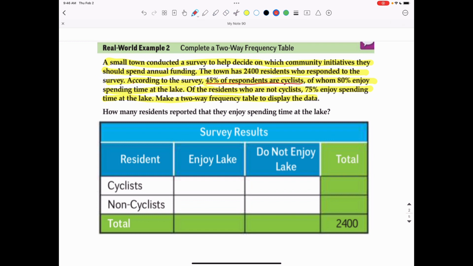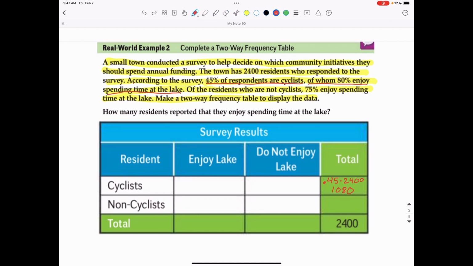The first sentence says 45% of respondents are cyclists. So if there were 2,400 total respondents and 45% of them are cyclists, we can figure out the total number of cyclists in this cell here by taking 0.45 times 2,400. That gives you 1,080, so there were a total of 1,080 cyclists. Then it says, of whom 80% enjoy spending time at the lake. So the cyclists that enjoy spending time at the lake is this cell right here, the one I just X'd.